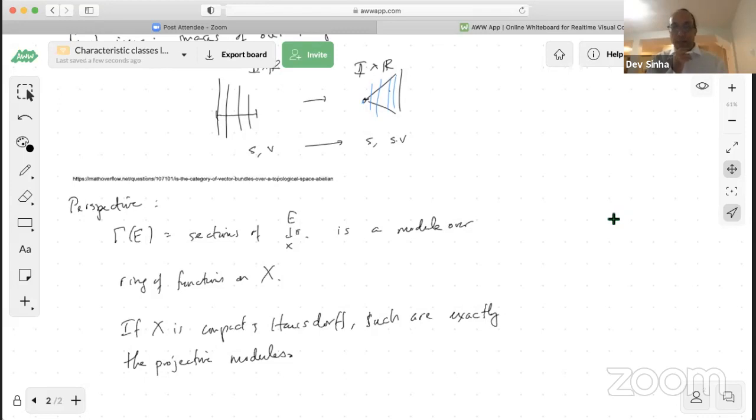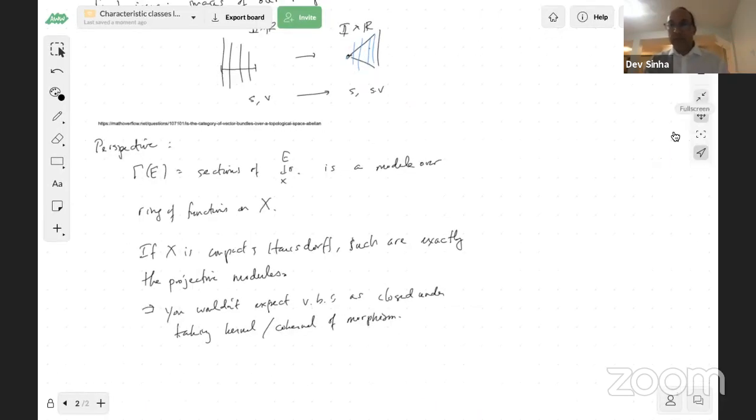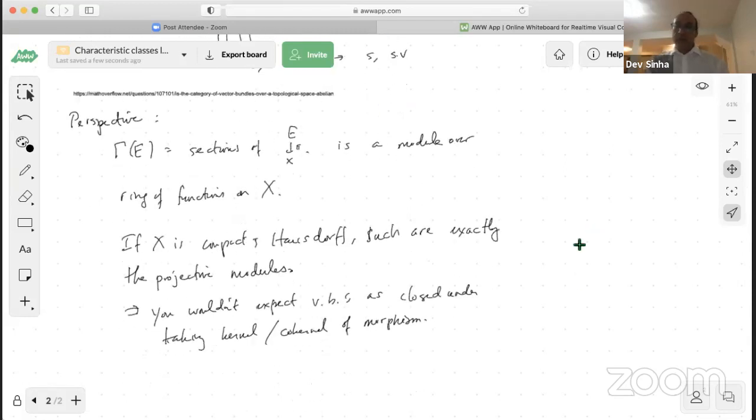So again, that implies that you wouldn't expect vector bundles to be closed under taking kernel and cokernel of morphisms, because there are very few rings, namely fields, for which quotients and kernels of morphisms between projective objects are themselves projective, right? That's just not what you'd expect.